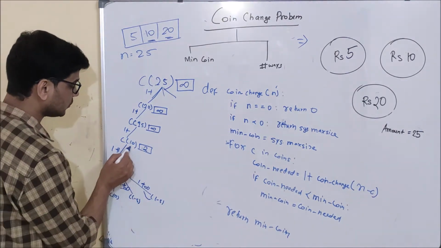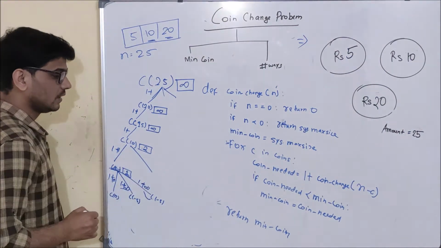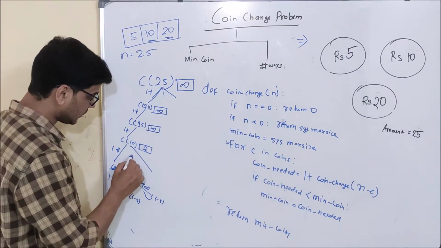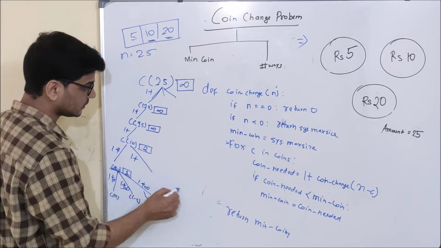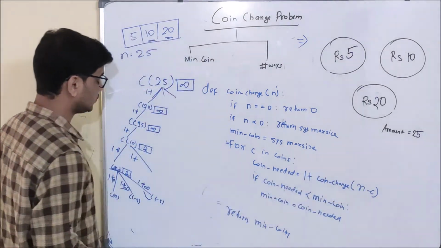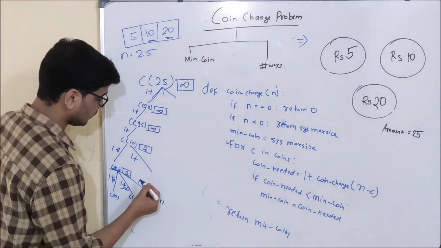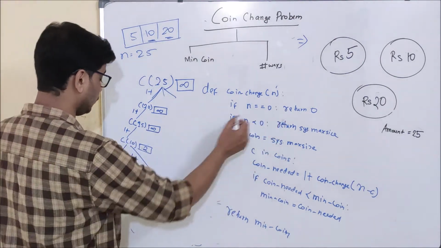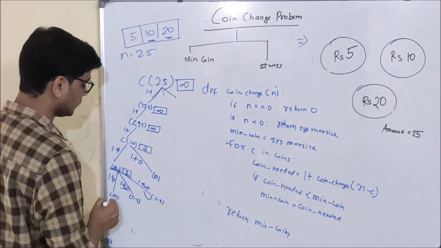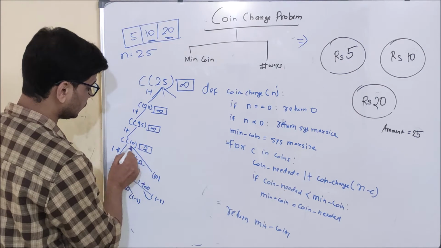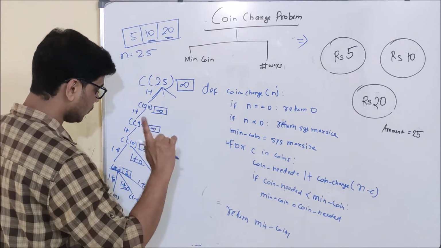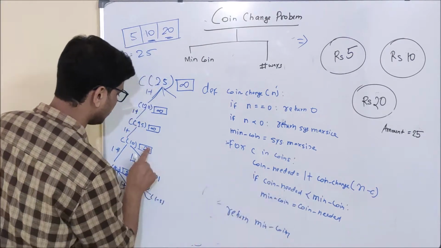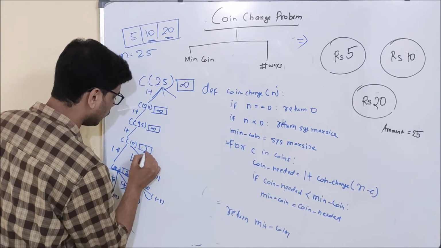Got it? Then c of 10 is going to try the second option, that is the 10 rupee coin, and when it tries the second option, 1 plus coin change of n minus c, n is 10, c is 10, so c of 0, and when c of 0 is called, 0 will be returned. 1 plus 0, that is coin needed for c equal to 10 is 1, and 1 is smaller than min coin, so min coin will be updated to 1.